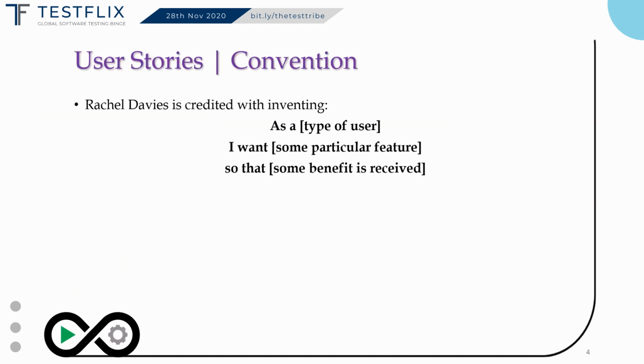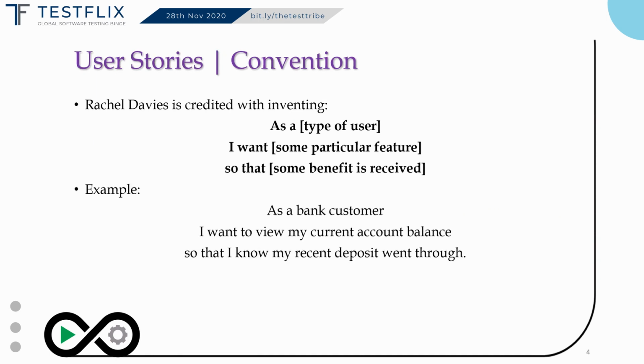There's a convention that we typically follow with user stories, originally credited to Rachel Davies, that follows: as a type of user, I want some particular feature so that some benefit is received. As an example, as a bank customer, I want to view my current account balance so that I know my recent deposit went through.